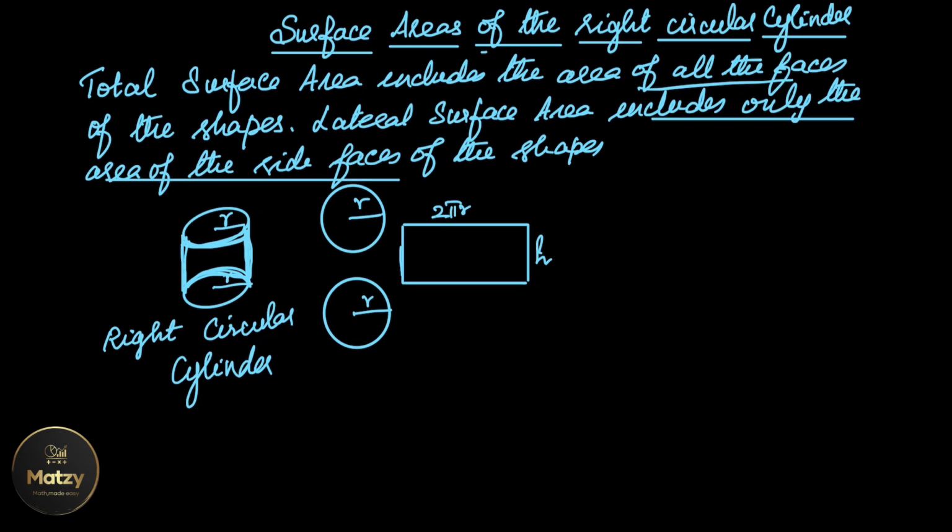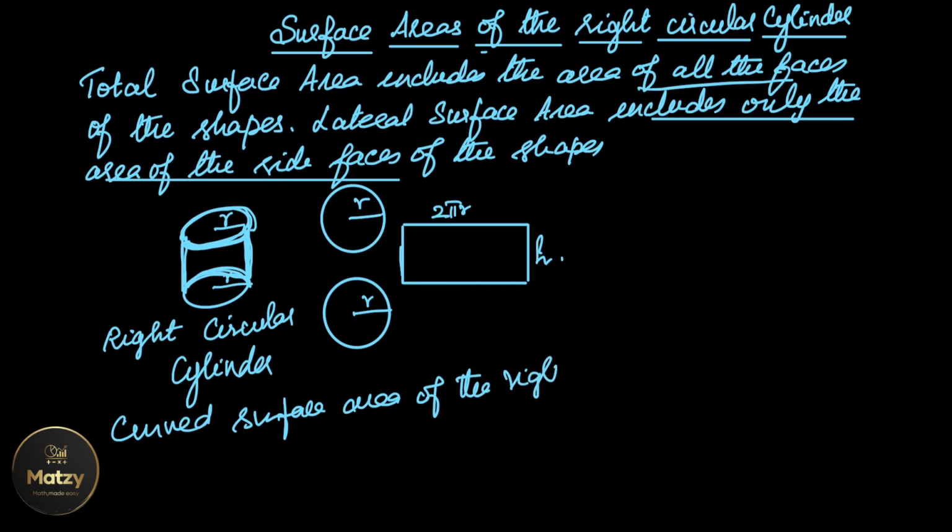It wraps around, no? So the circumference of this circle is the length of this rectangle. Height is h. That is the breadth of this rectangle. So the curved surface area is only this part, the area which wraps around. So the curved surface area of the right circular cylinder is length into breadth, as this is in the shape of a rectangle, I told. Length is 2 pi r, breadth is h, so it is 2 pi r h square units.